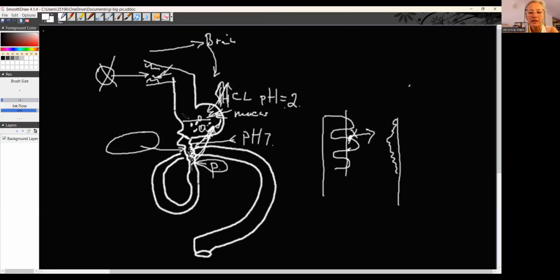This hydrochloric acid together with food will be staying here and may, because the stomach is churning, go here into the esophagus and create inflammation or acid reflux here.